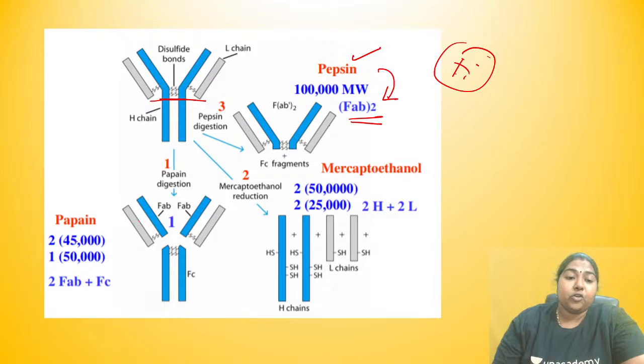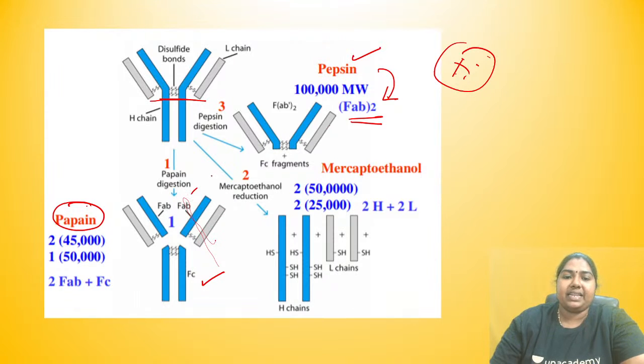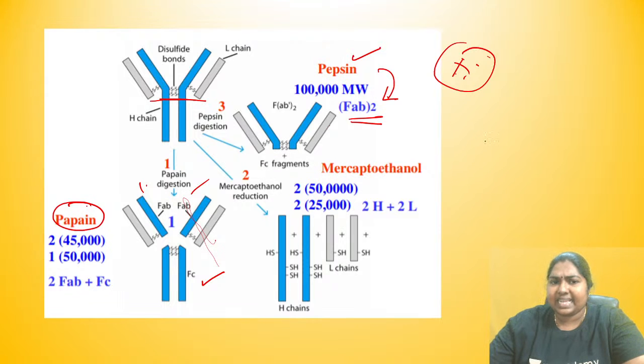But if you cut them with papain, it is going to give 3 regions. So 1 FC region and 2 FAB regions you will be getting. And are the FAB regions linked? No, the FAB regions will be independent.